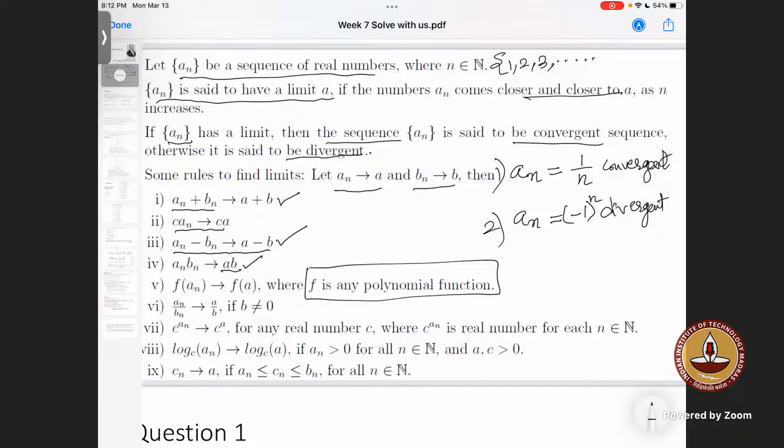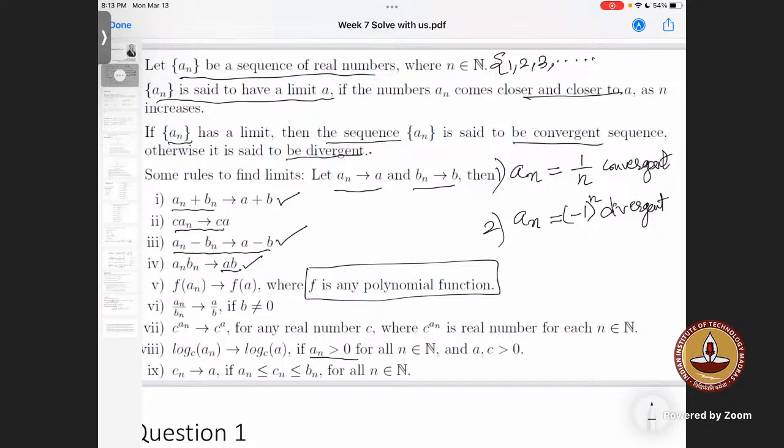And the eighth one, log of a_n. So as the value of n increases, a_n tends to a, and log of a_n will become log of a. But you have to ensure one very important point when it comes to logarithm. You have already studied that logarithm is defined for positive numbers. So you have to ensure that a_n is positive, and whatever value a we get is also positive. Only for positive values will this rule be applied.